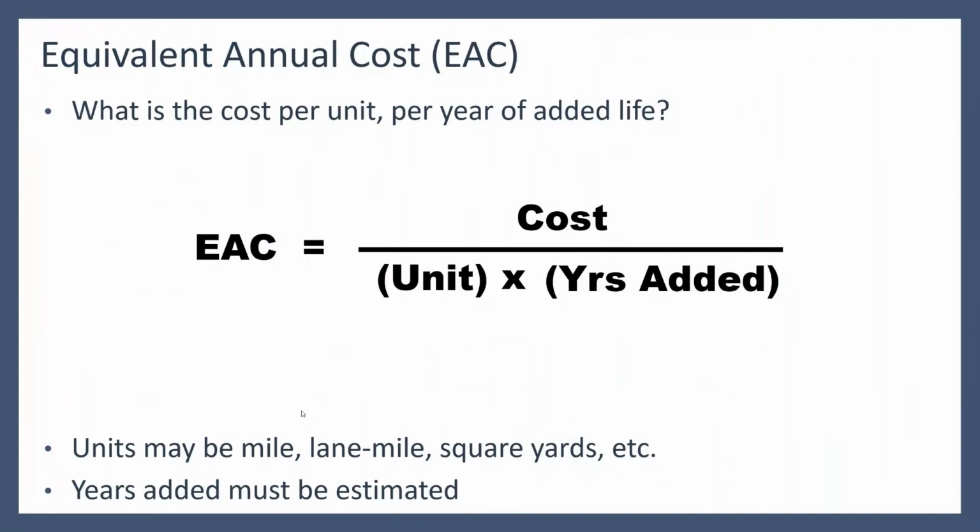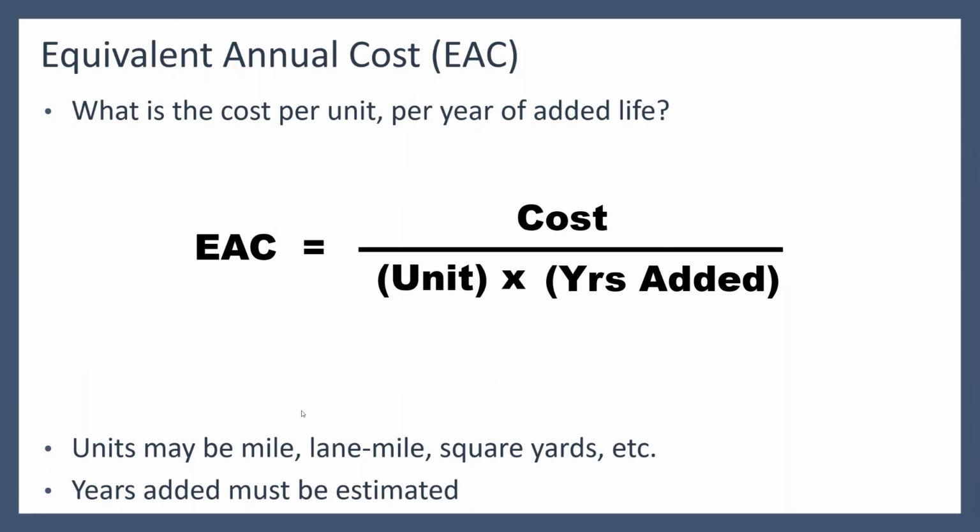All right, next is equivalent annualized cost, or equivalent annual cost, EAC. This is just a measure of the cost per unit per year of added life. In other words, how much does it cost for a certain treatment, but normalized in terms of how many years you get from it. So that's cost per year.